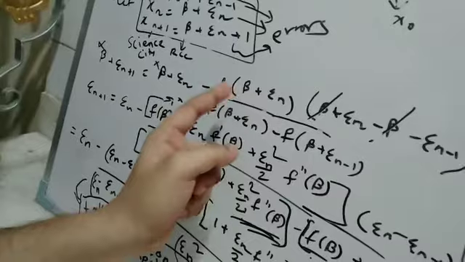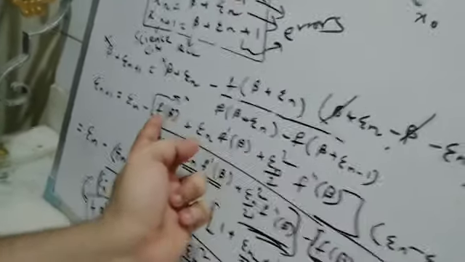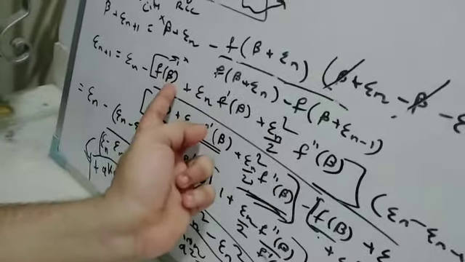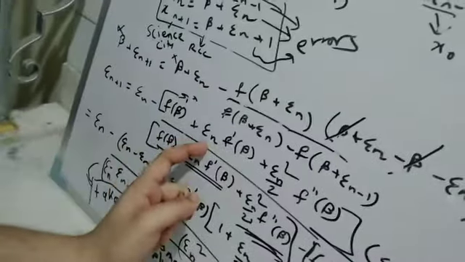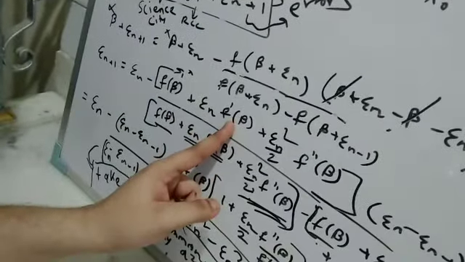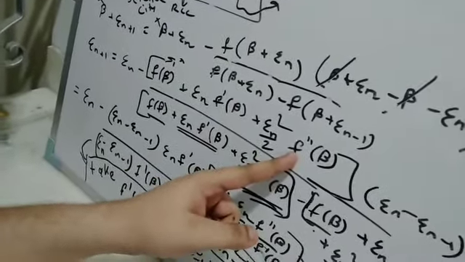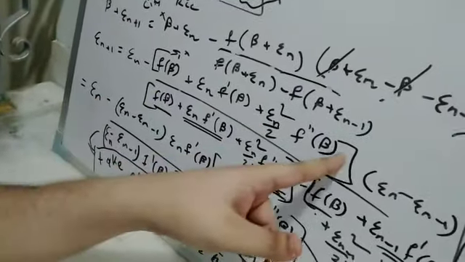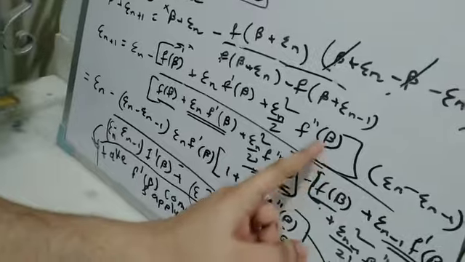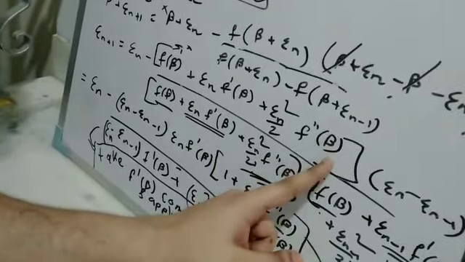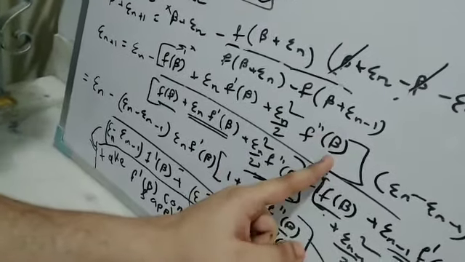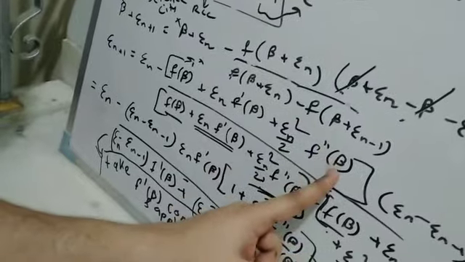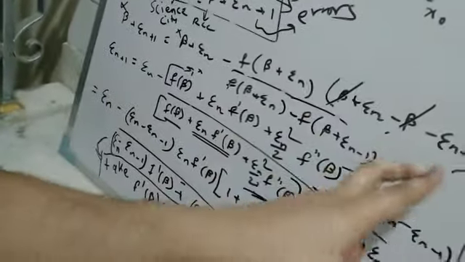Fine. So I can write this one as f(β), then ε_n times the first order derivative, then the second order derivative times ε_n squared by 2. There will be other terms also, but in this case I am neglecting the higher order terms. Remember, I am neglecting the higher order terms. And this will remain as it is.